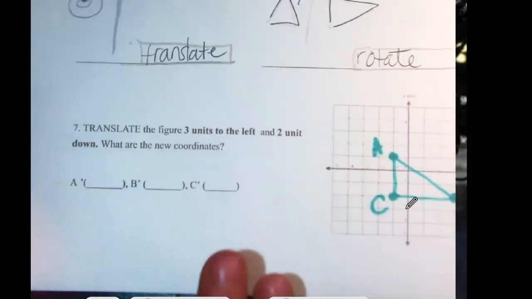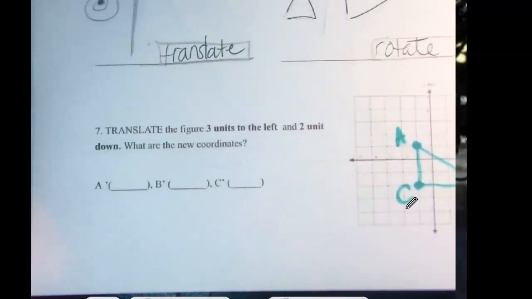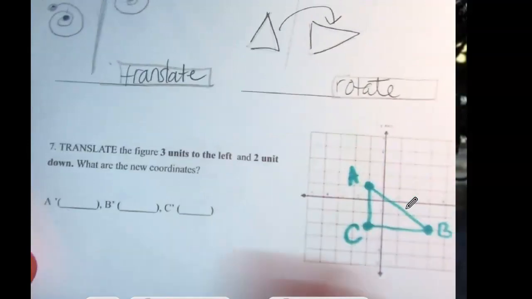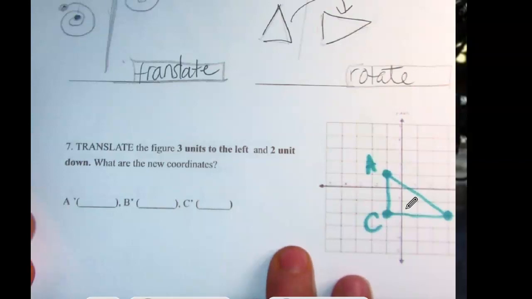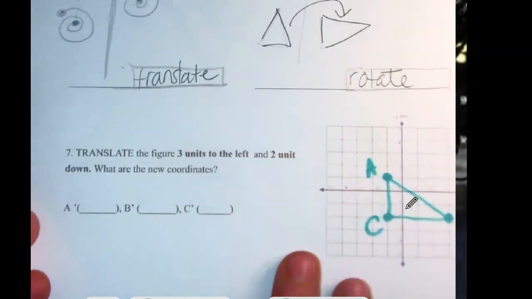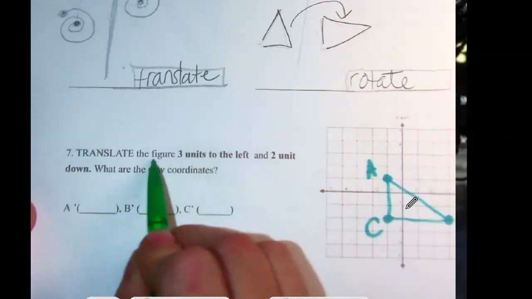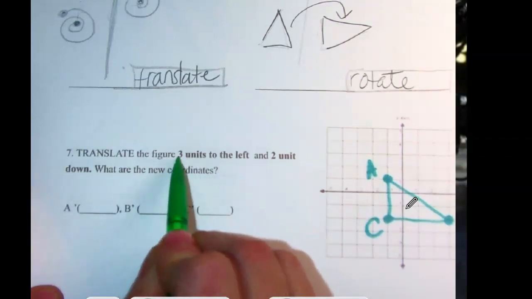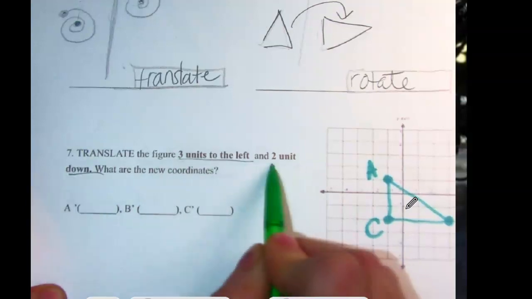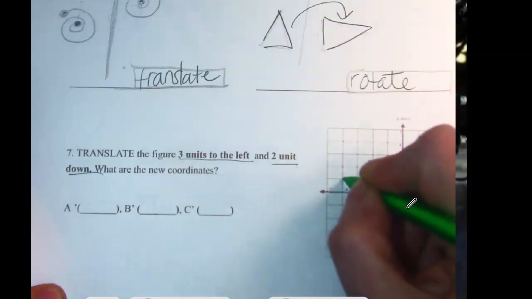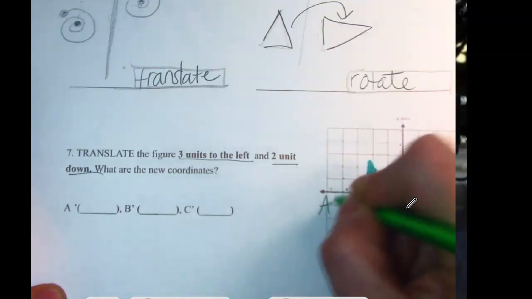Okay, on the next part, on the last one on the front, it says translate the figure 3 units to the left and 2 down. So as you can tell, I put the figure on there for you already. This makes it a little bit easier, I think, if the first one's on there. And we're just testing, can you translate? So each point needs to go 3 left and 2 down. So I'm just going to take my A, I'm going to go 3 left, 1, 2, 3, and 2 down, and put my new A.